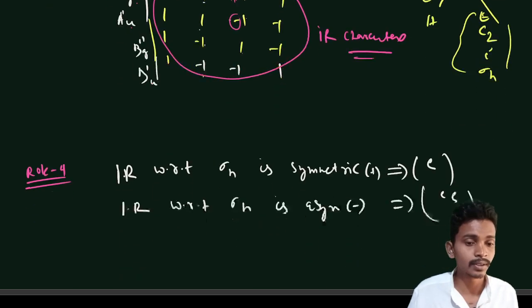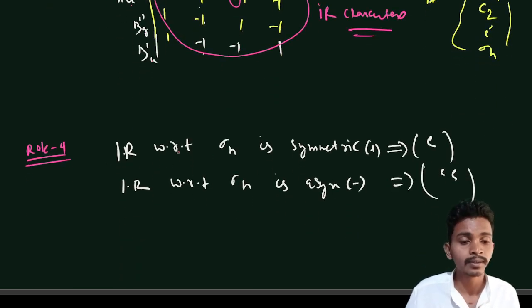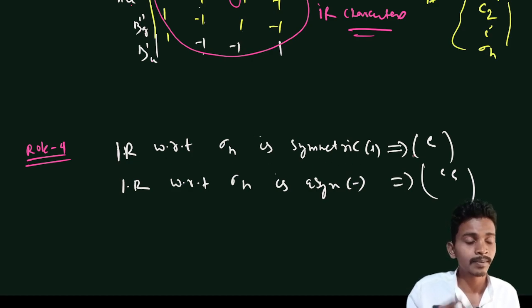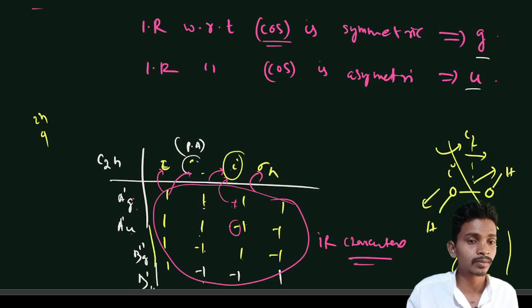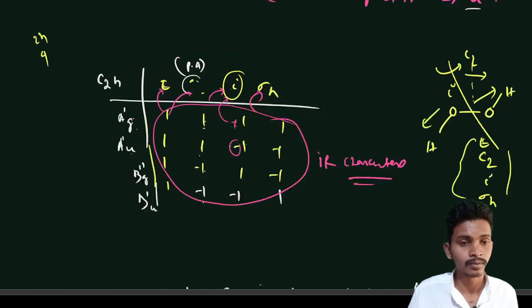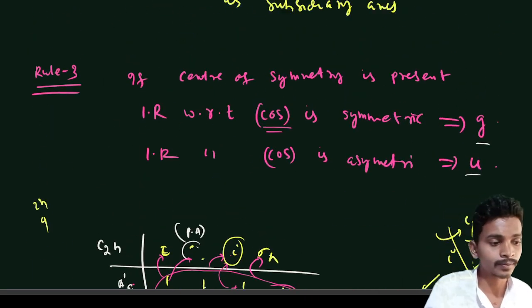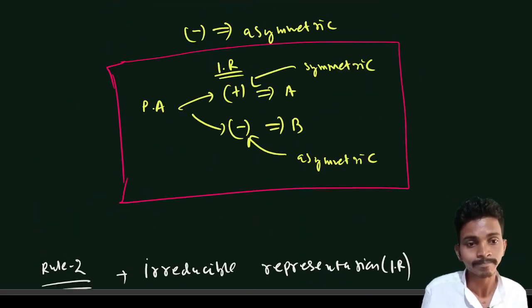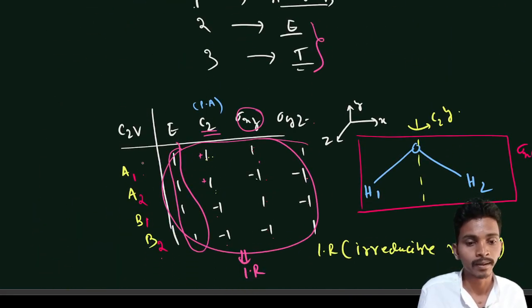Okay, this is the third. And the fourth is the irreducible representation with respect to sigma H. If it is symmetric, then this symbol; if it is negative, then double symbols. Okay, likewise, so this is all about these values we have discussed, and this one also we have discussed.